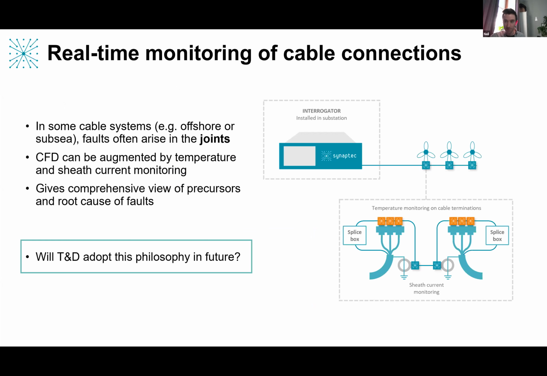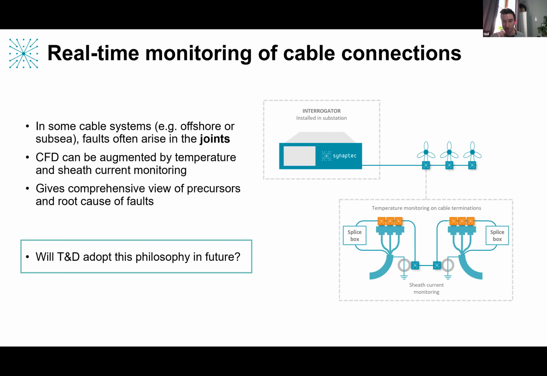So everything I've been talking about, or we've all been talking about so far, has been on the terrestrial transmission and what you would term classical CFD side of things. But what we've realized from working with some of our partners in the offshore world in particular is that you can gain a lot more information from adding more sensors to these locations, and you can get more enhanced monitoring at these points.